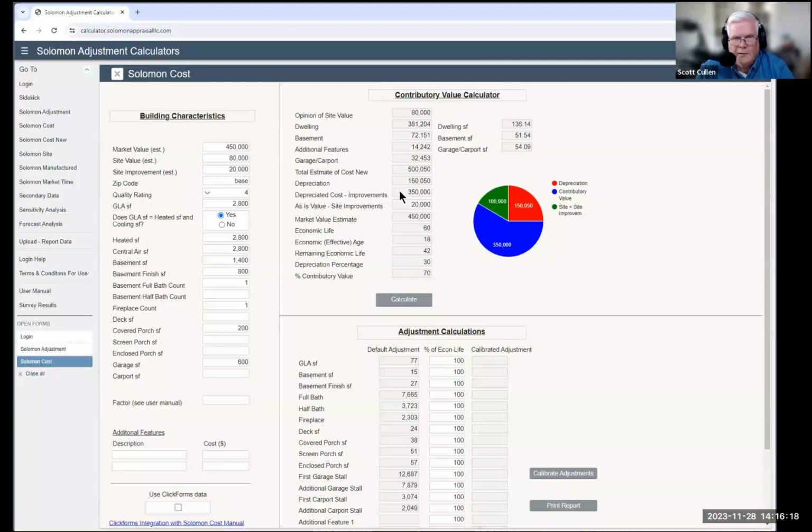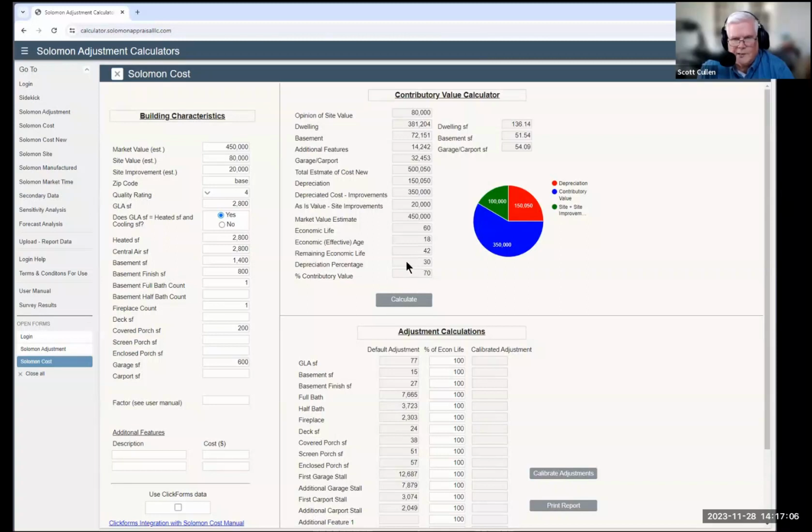If we do some math and divide the total depreciation by the total cost, that gives us 30%, correct? 150 divided by 500. There's our 30% depreciation. If we subtract 30% from 100, that means there's 70% contributory value. The market's paying 70% of the cost for the house, and that's a market supported percentage. And then if we take this 30%, according to the equations of the age life method, 30% of 60, which is an assumption of economic life, that means effective age is 18. And remaining economic life would then be 42.